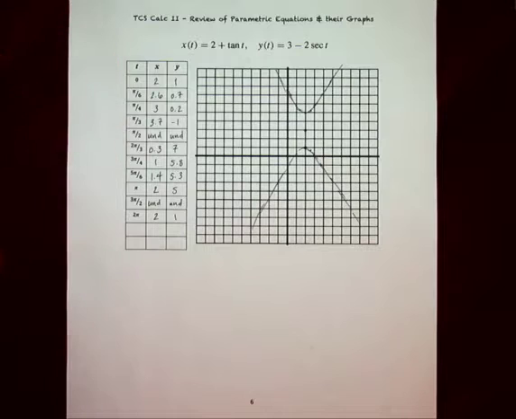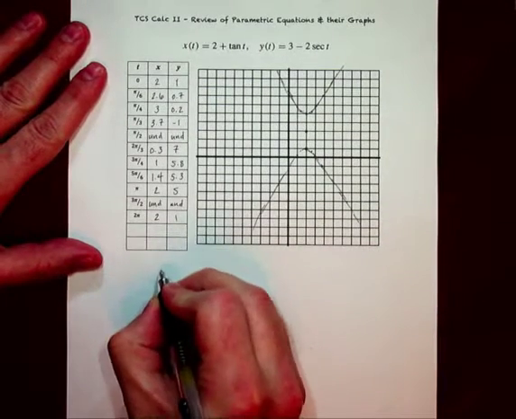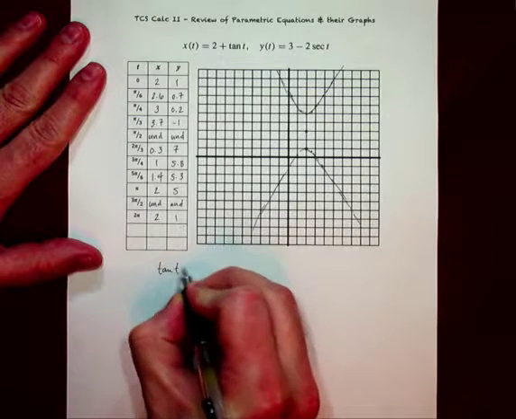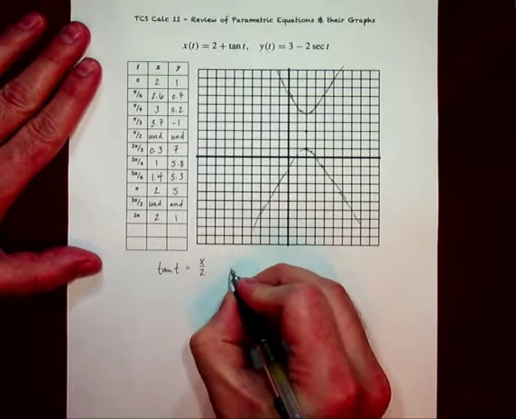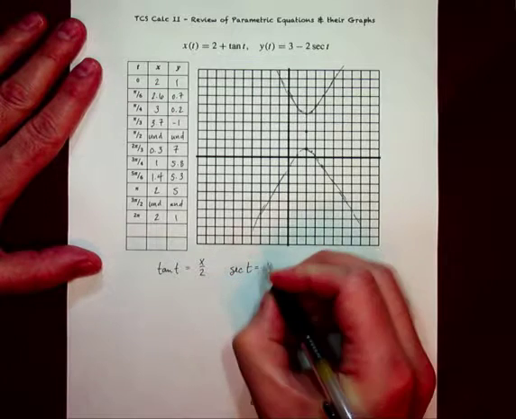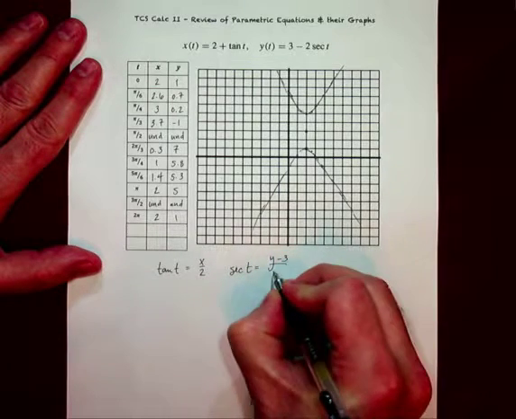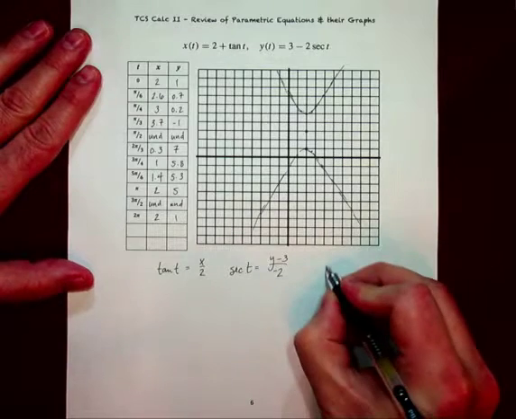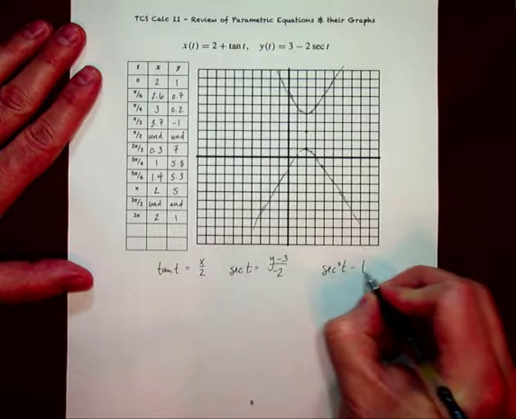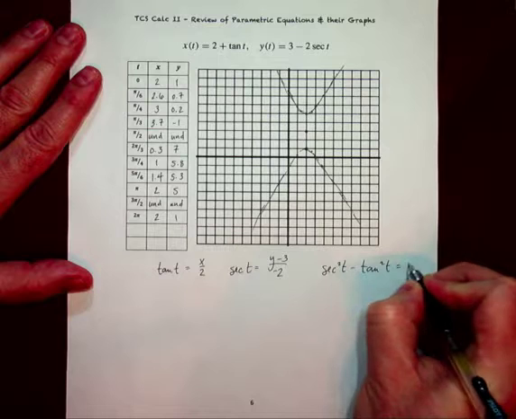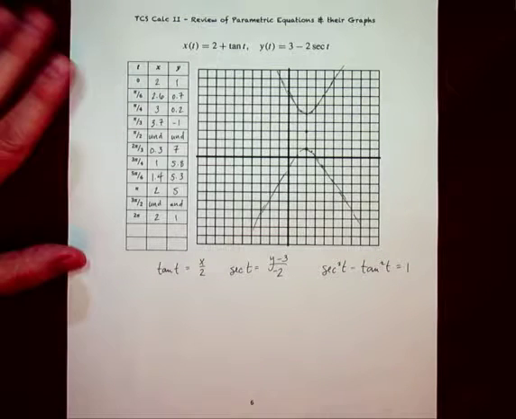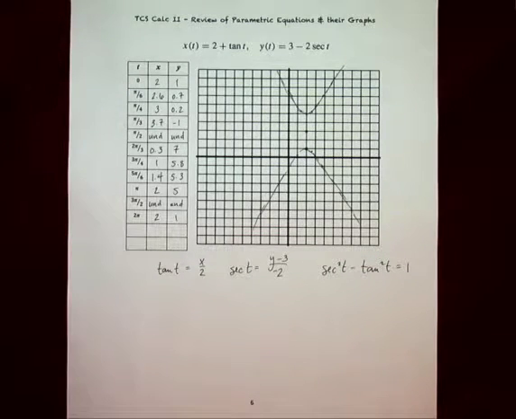Now, when we eliminate the parameter, again, we have to be careful because we're going to be solving for tangent. So tangent t is equal to x over 2. And we're going to be solving for secant t, which is going to be y minus 3 over negative 2. And we're going to be using secant squared t minus tangent squared t is equal to 1. And remember that when you have a hyperbola, it's that positive term which designates which way it opens, right?